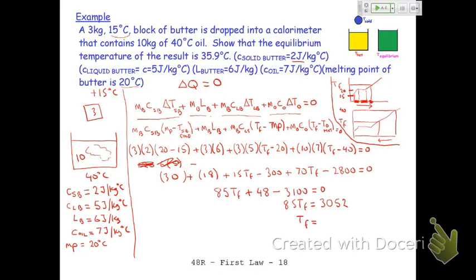35.9. Wasn't it the original temperature? That's the temperature I ask you to prove. That won't be there in the test. No, I'm not being flippant.